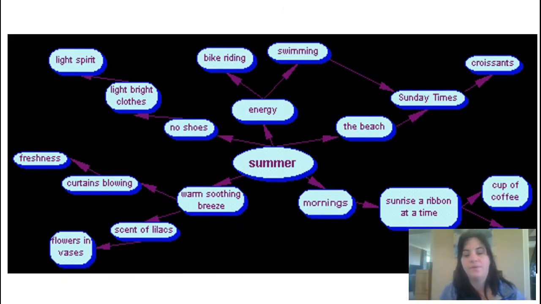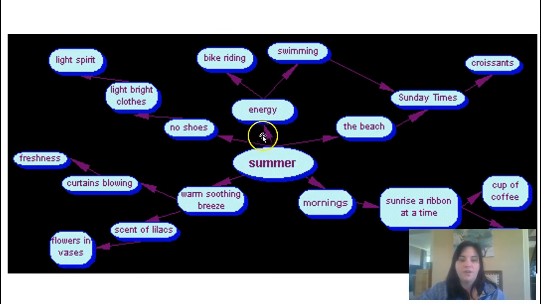Here's another example. This is an example of a cluster about the summer. So the student thought of some major ideas about summer. Summer mornings, a warm breeze, no shoes, energy in the beach. And then from there, the student thought of details about each one of these subtopics. So let's just look at the warm, soothing breeze. This student thought of the scent of lilacs, putting flowers in vases, the curtains blowing, and that fresh air coming in.